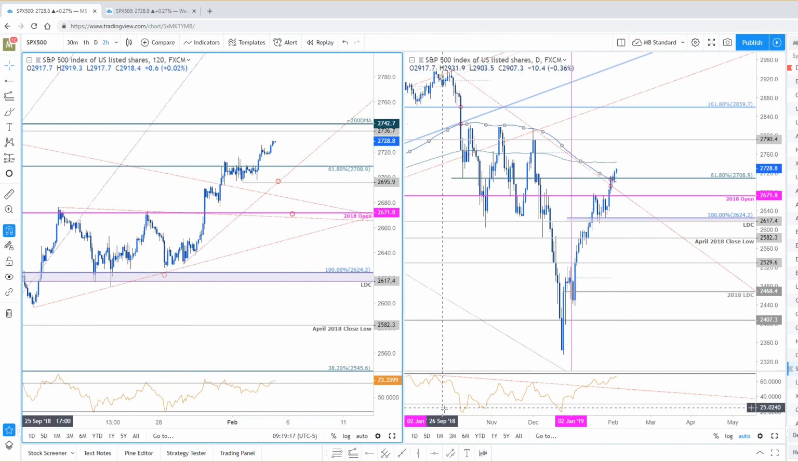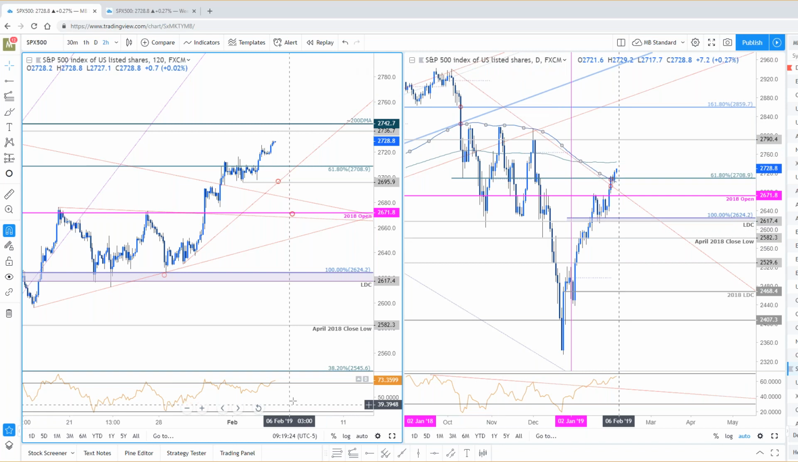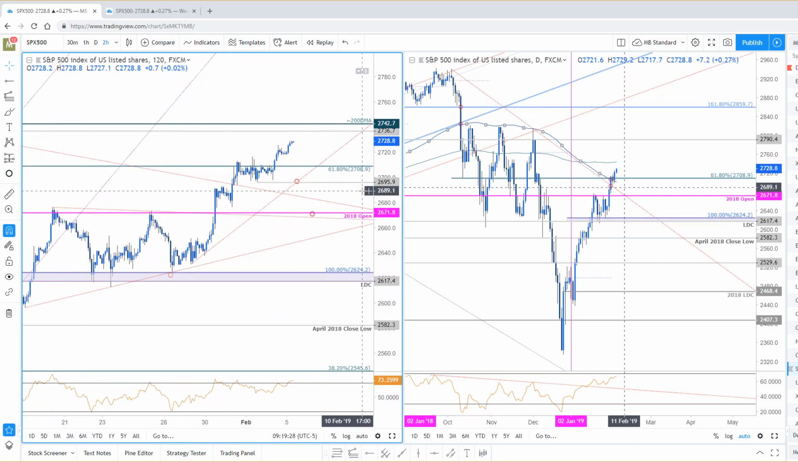I would just be mindful again because daily momentum is starting to stretch towards extremes we haven't seen since the highs were registered last year. Intraday momentum, you're already in overbought, so it's not a time to try to fade it yet. If you're holding longs, like I said, hold on to your trade.